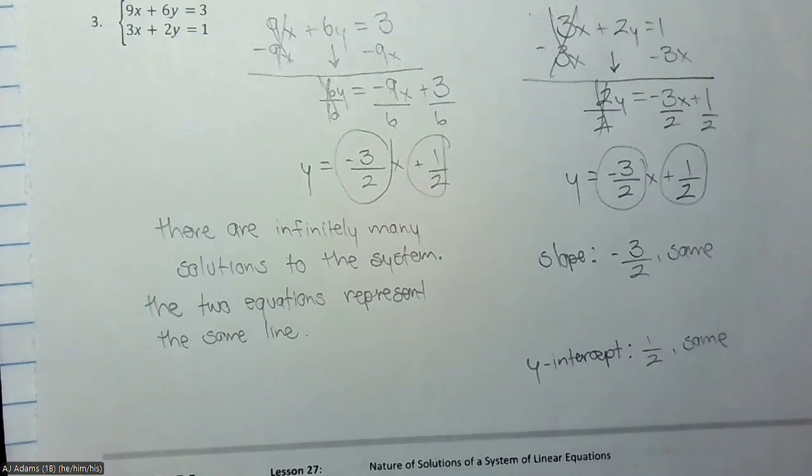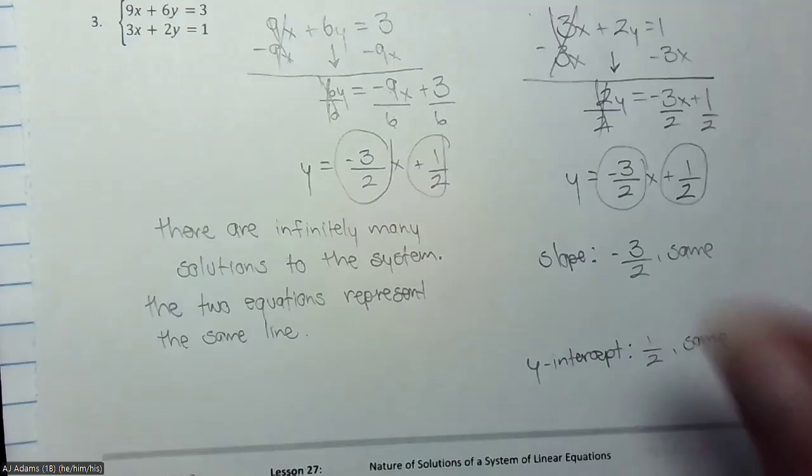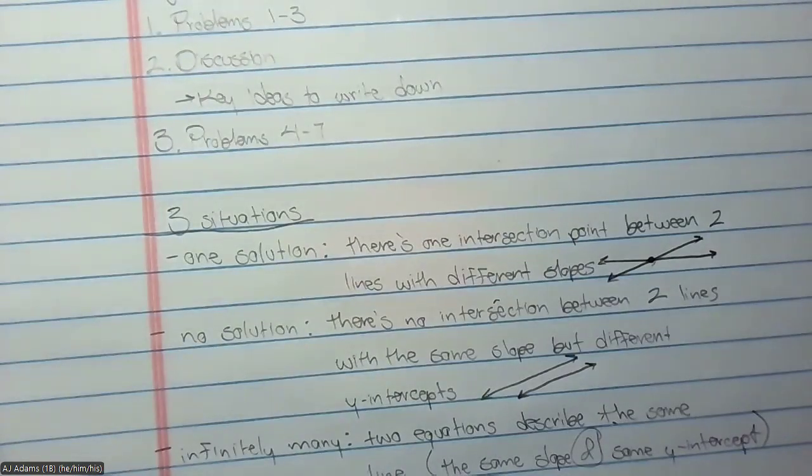So now that we have completed problems 1 through 3, we're going to have a little discussion. We'll come back to the classwork in just a minute. But let's summarize what we have discovered from the 3 examples so far.